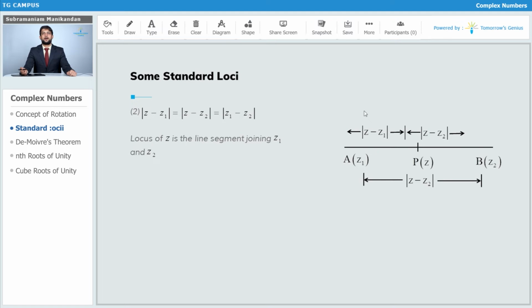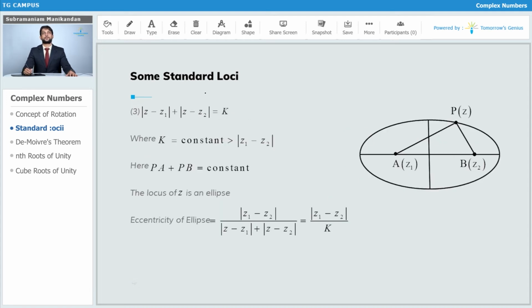Next, if we are given 2 points z1 and z2 given by a and b, then what is the locus of a point lying on the segment joining z1 and z2? Well, it's given by the distance between z minus z1 plus z minus z2 is equal to, we know that p lies between z1 and z2, so |z minus z1| plus |z minus z2| is equal to the distance between z1 and z2. So this is the equation of the locus of a point between 2 points z1 and z2.